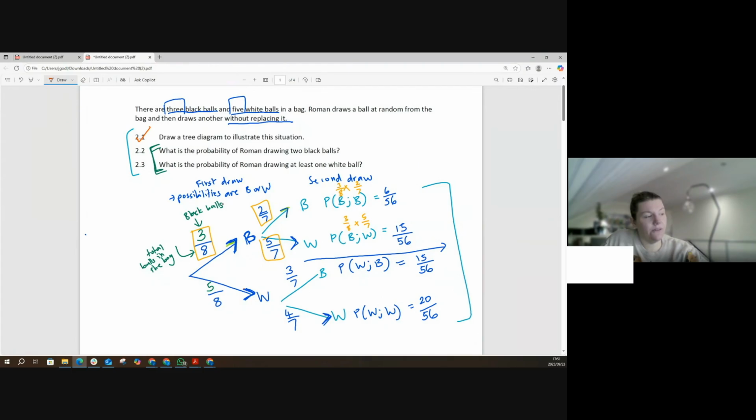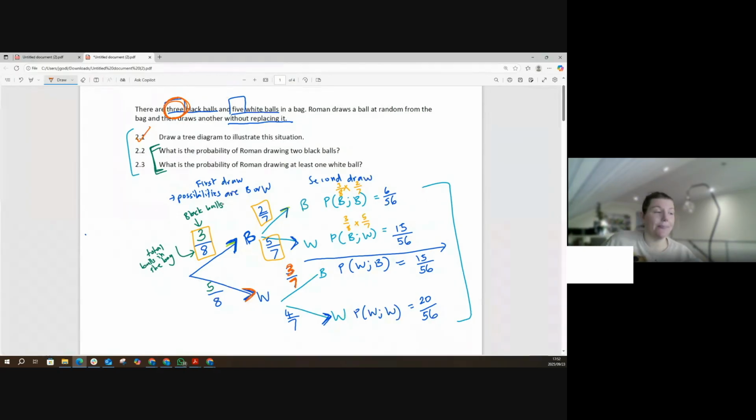Okay. So the first draw was a white ball, right? So that means I still have all 3 black balls in the bag. So that's why that is still a 3, because I haven't drawn a black ball. I've only drawn a white ball. But I do only have 7 balls left because I've taken out one of the balls. So there's 7 left, but I still have 3 black ones. And so all I'm doing is I'm saying 5 over 8 times 3 over 7, which is going to give us 15 over 56.